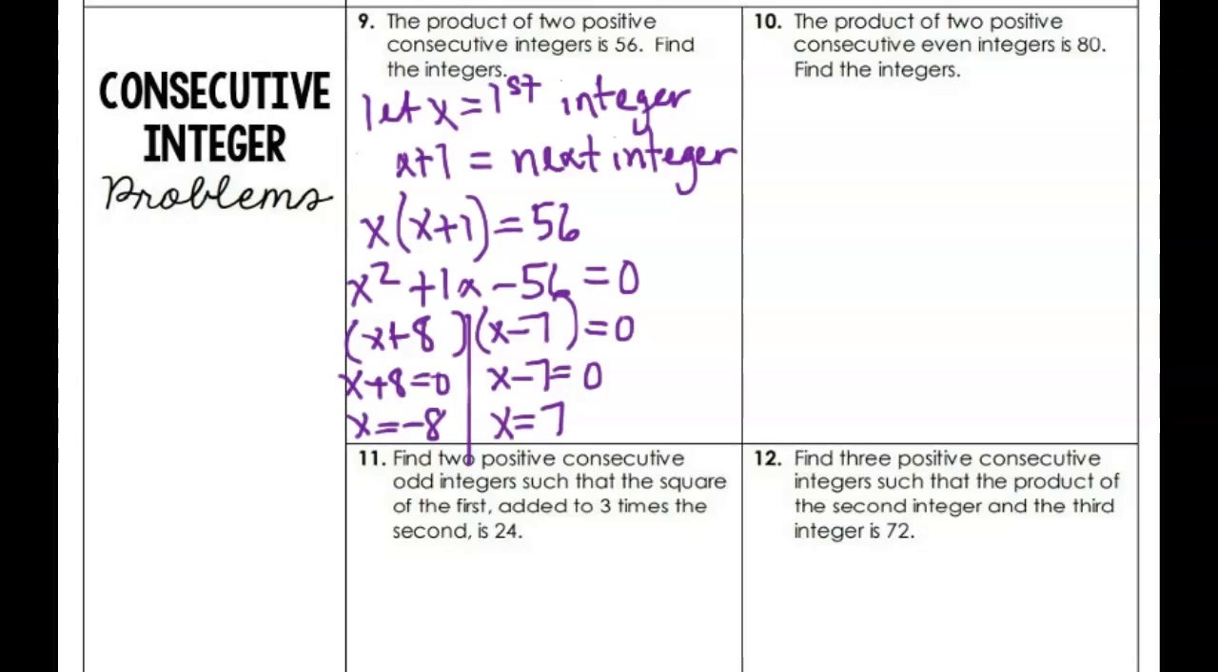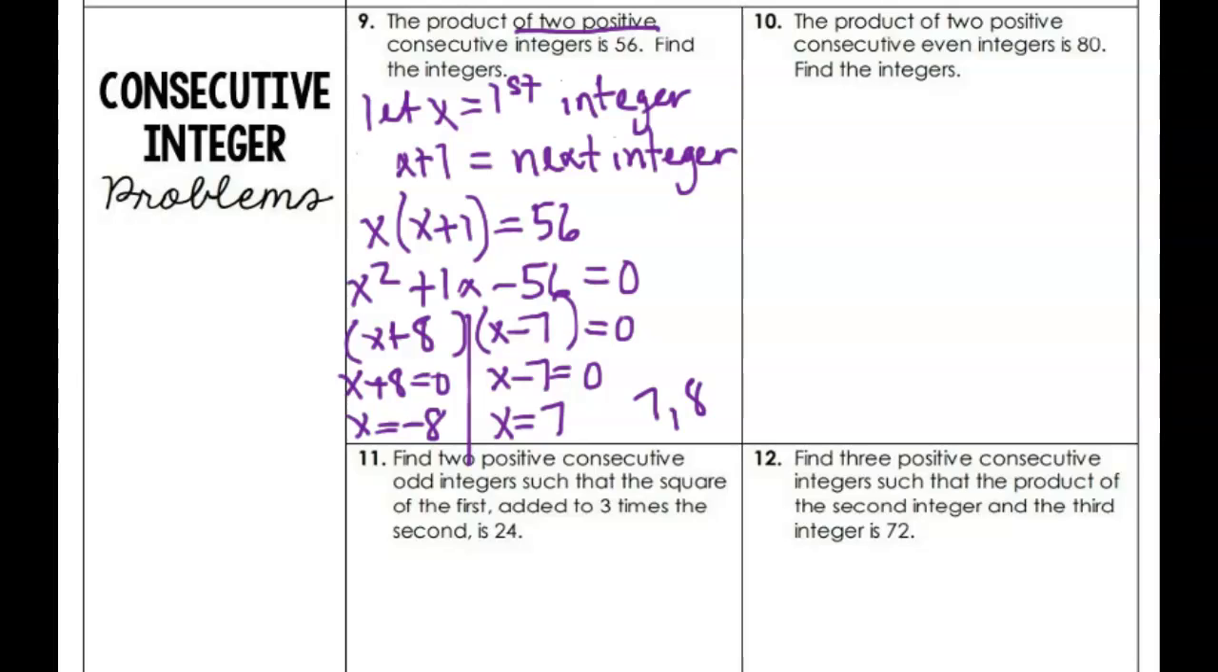Now you want to consider what the question's asking. It's asking for two positive consecutive integers. And so the two that we want to look at obviously are 7 and 8. Interestingly enough, if you look at the other solution, the consecutive integers -8 and then -7 will also give you a product of 56. Those might have also worked, except that the question wasn't asking for just any integer. It was asking for positive integers.